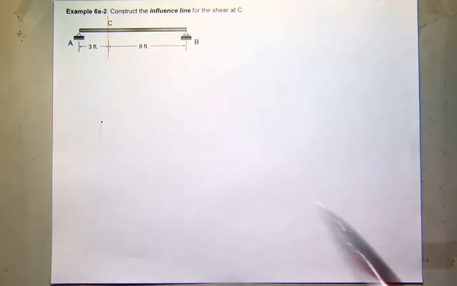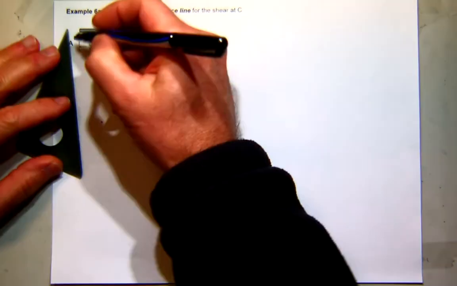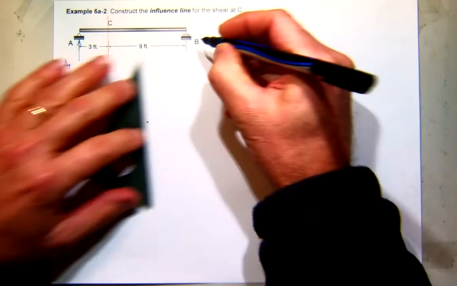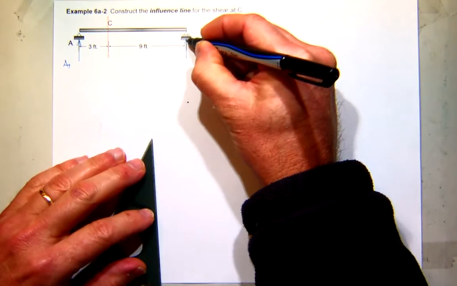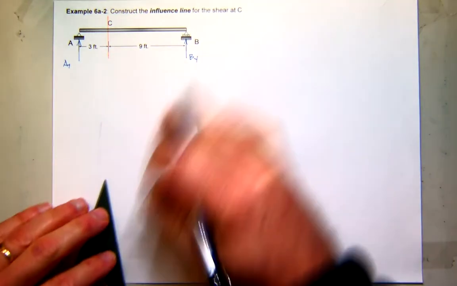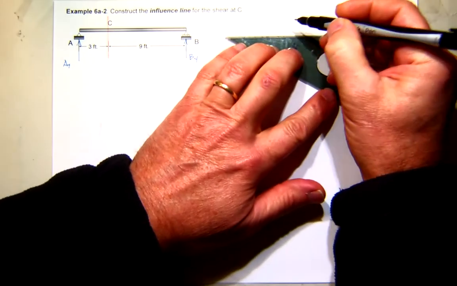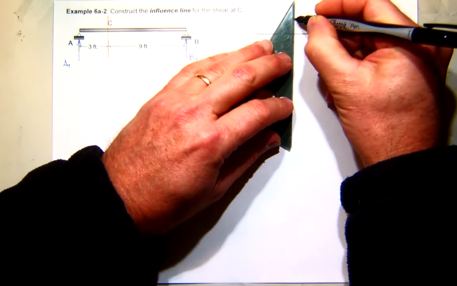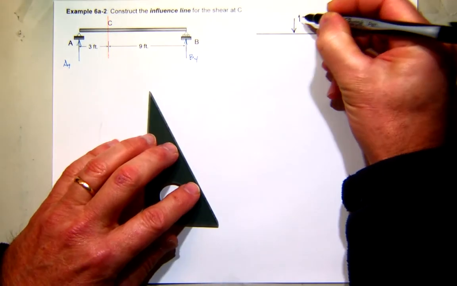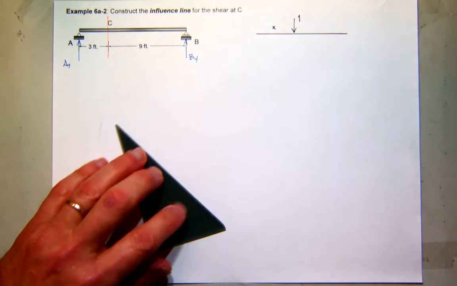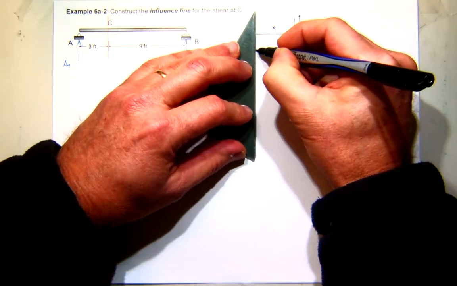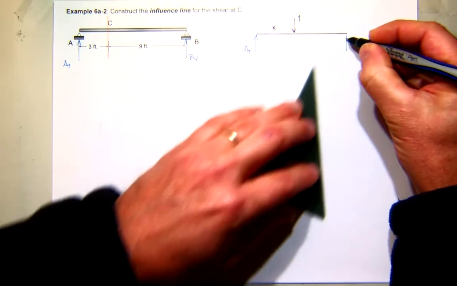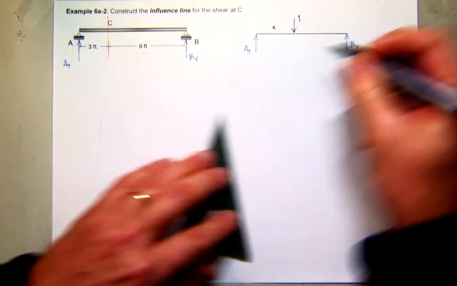So if we go left, what do we need? We need the reaction at A. I'll go ahead and draw in the reaction at B. We may or may not want that later. So I'm going to draw a free body diagram over here, and I'm going to put my unit load at some distance x measured from the left. I'm going to look at AY and BY. So I want the left side. I'm going to want AY.